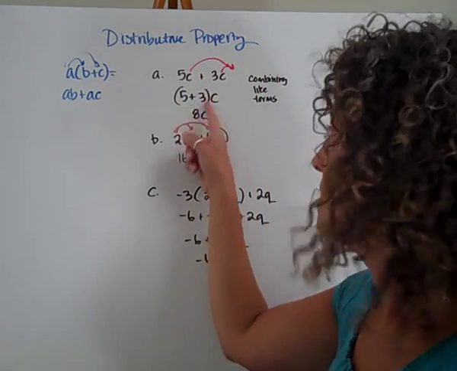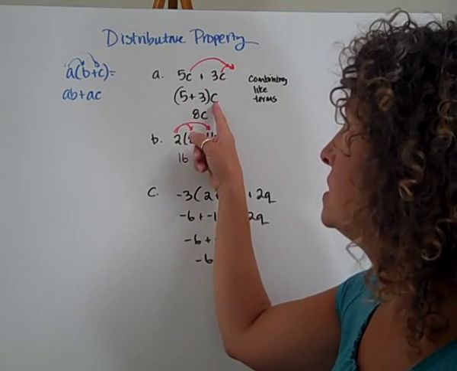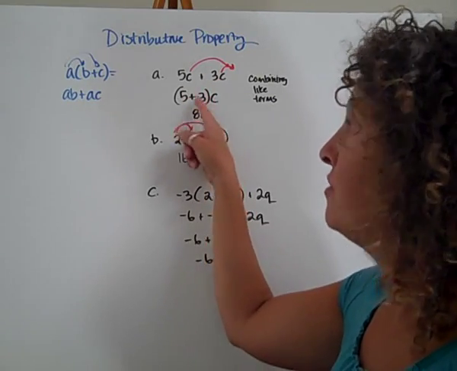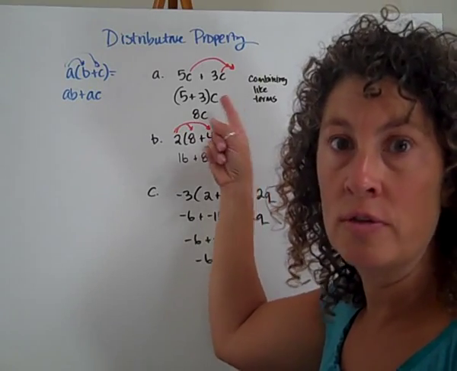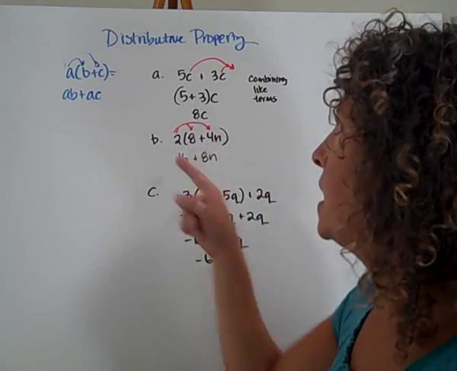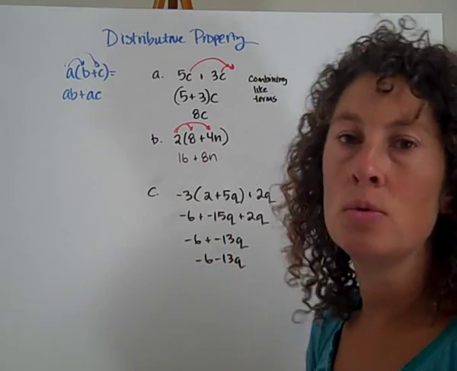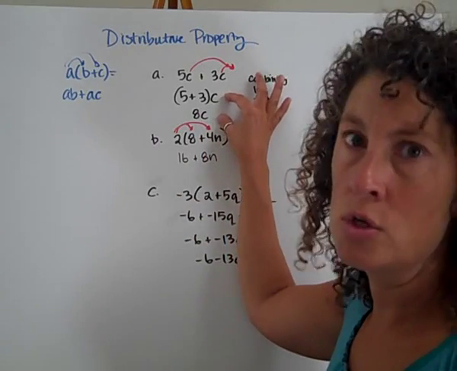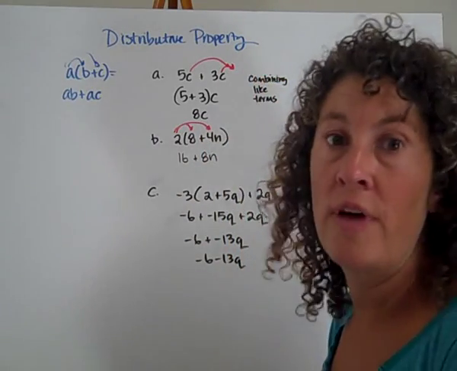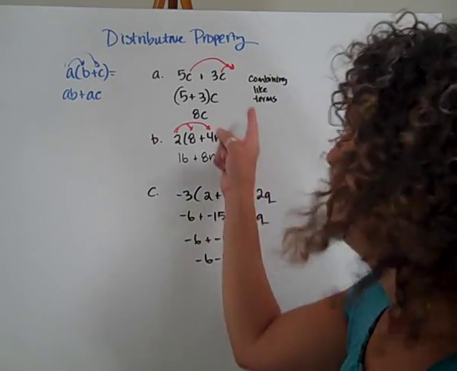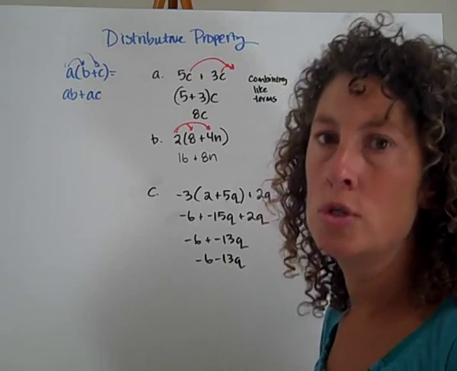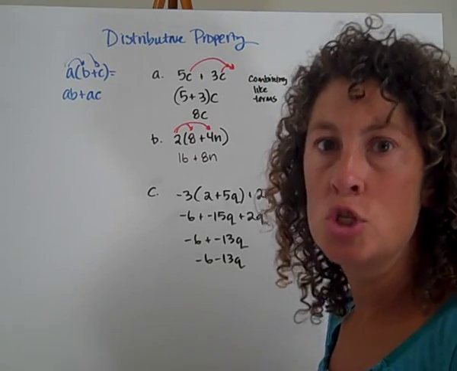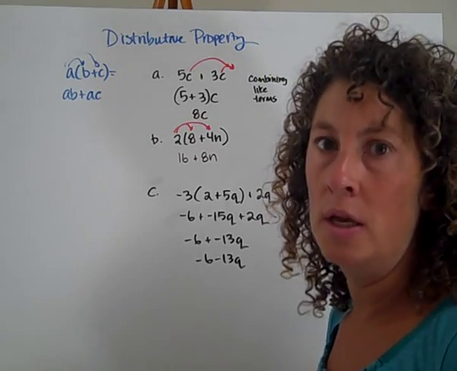So 5C divided by C gives me 5. 3C divided by C gives me 3. And I'm left with that 5 plus 3 in parentheses, multiplying it by C. They both have a factor of C. 5 plus 3 gives me 8. So 5C plus 3C is equal to 8C. I'm not expecting you to show these steps. You should be able to go from 5C plus 3C equals 8C without this middle part, but I want you to see that's really what you're doing. You're really doing the distributive property to combine like terms.